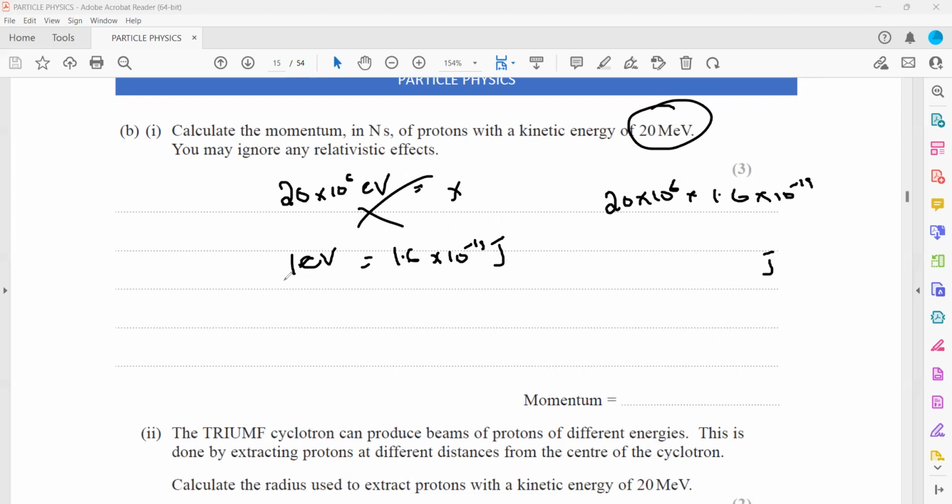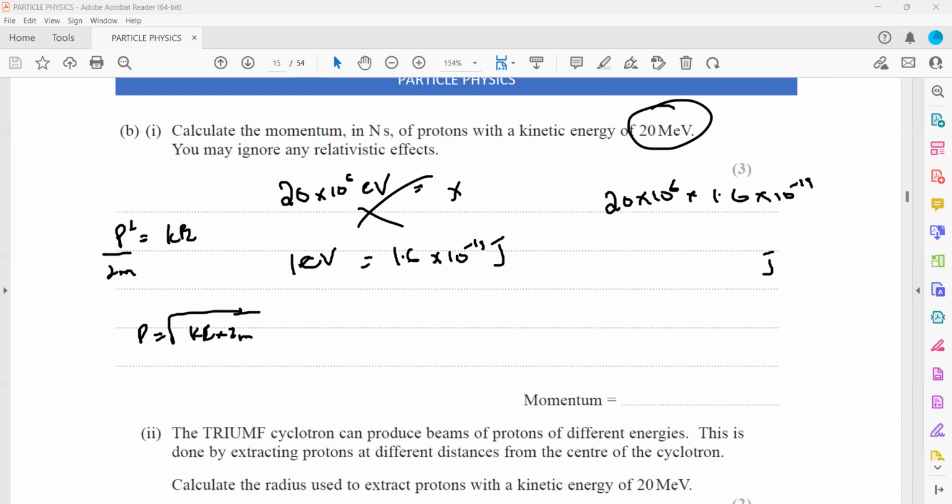Now, what is the relation between momentum and kinetic energy? Remember the formula which relates the momentum: kinetic energy, EK or KE, is equal to P squared divided by 2M. So if I need momentum, it will be the square root of the kinetic energy multiplied by 2M. This will give us the momentum.